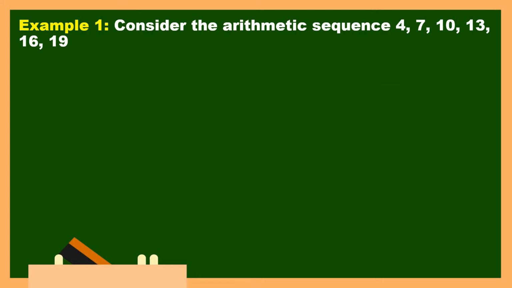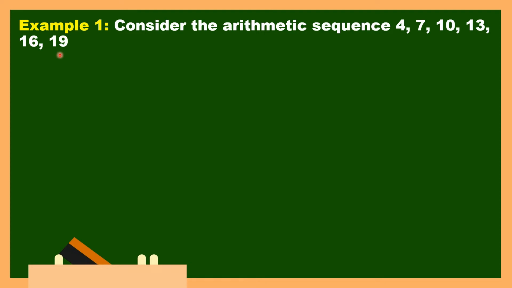Let us have an example on how to find the common difference. Example number 1. Consider the arithmetic sequence 4, 7, 10, 13, 16, and 19. Dito po sa given arithmetic sequence, ang first term natin ay 4. The second term is 7. Ang third term ay 10. Ang fourth term ay 13. At ang panglimang term ay 16. At ang ika-anim na term ay 19.